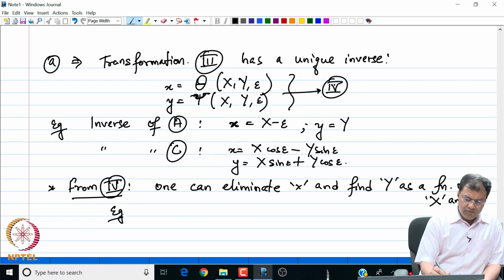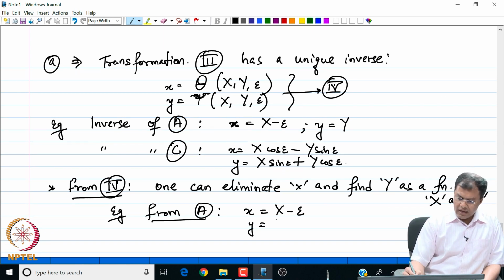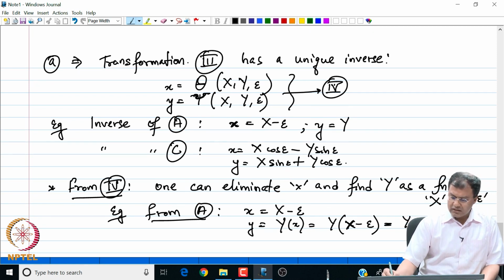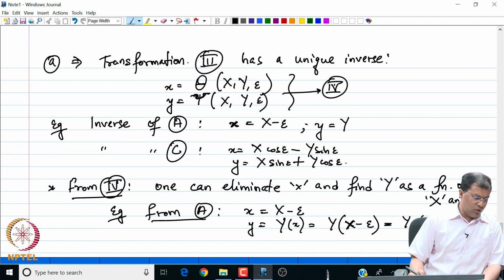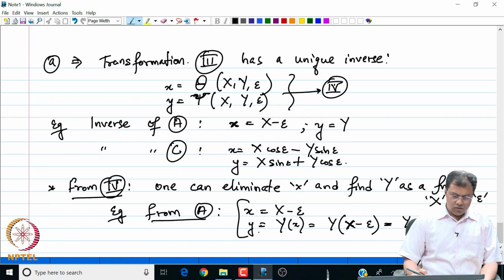For example, if we go back to our case study of the inverse of A, let us do this exercise in A. I know that in my translational invariance case, small x is capital X minus epsilon and small y is capital Y of x, but x is capital X minus epsilon. So, this is small y equals capital Y of X minus epsilon. I call this function y epsilon of X. So, this is my setup.